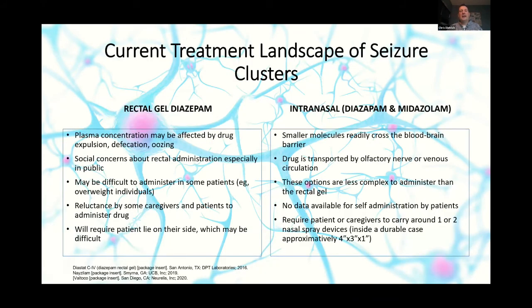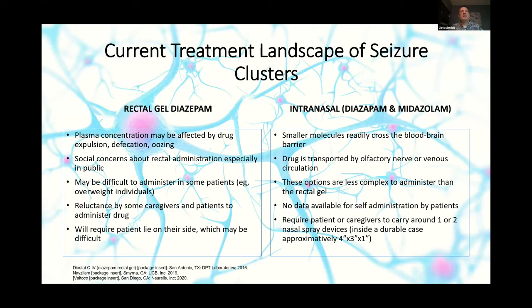If you wanted to put them side by side, the gel versus the nasal preparations, these are the pros and cons of each. If you look at a rectal gel, the pros: it's been around a long time. There's a lot of data that supports it. It has a good track record, and there's a lot of familiarity with it. So there are a lot of pros to being the first one out to market.